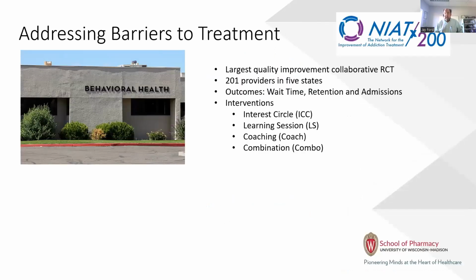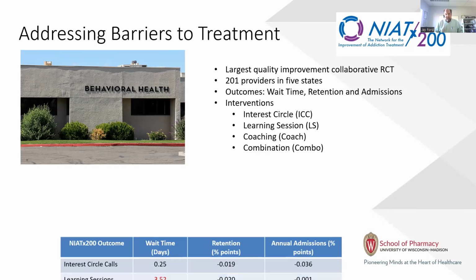We then used that to try to expand and really try to figure out which one of these interventions, these implementation strategies, was the most successful. And there we used, in a study called NIATx 200, we recruited over 201 treatment providers in 5 states. Outcomes were focused on wait time, retention, and admissions. These were the implementation strategies.